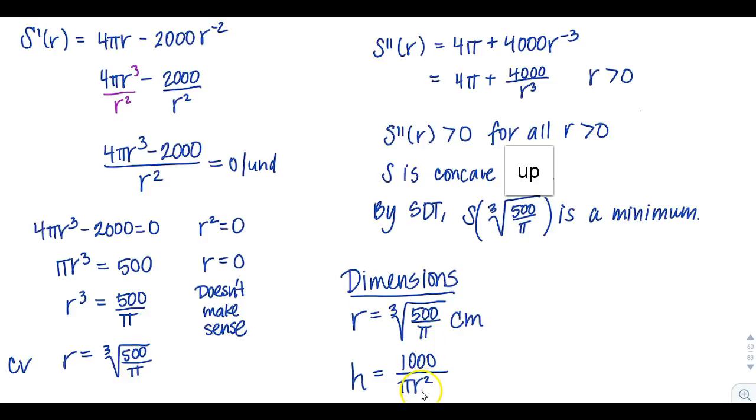Well, we don't want to leave our answer with r in it. We can now replace r with our value, the cube root of 500 over pi. So our other dimension is 1,000 over pi times the cube root of 500 over pi squared. So these are the dimensions that use the least material. So least material means minimize that surface area. And we want to make sure and include centimeters.